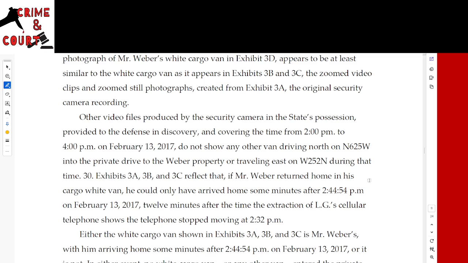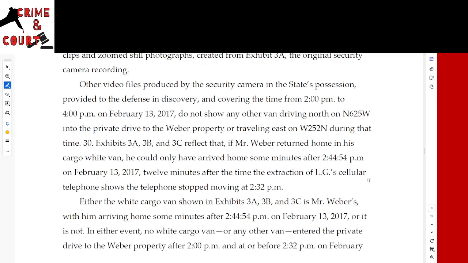Exhibits 3A, 3B, and 3C reflect that if Mr. Weber returned home in his white cargo van, he could only have arrived home some minutes after 2:44 and 54 seconds in the afternoon on February 13th, 2017, 12 minutes after the time the extraction of LG's cellular telephone shows. The telephone stopped moving at 2:32. So they're saying the phone stopped moving at 2:32. Yeah, Brad Weber's not home until 2:44. So how did he get scared by Brad Weber's van and do the deed before Brad Weber even showed up? Does that make any sense?